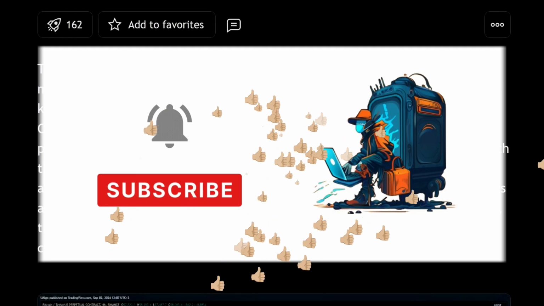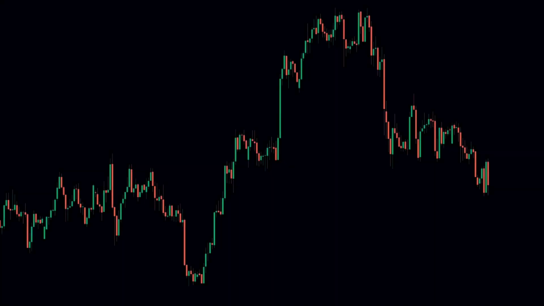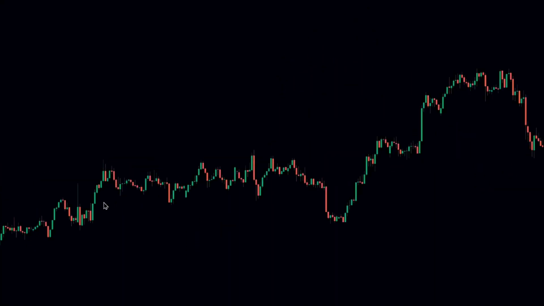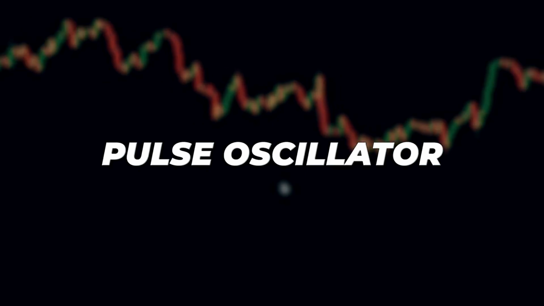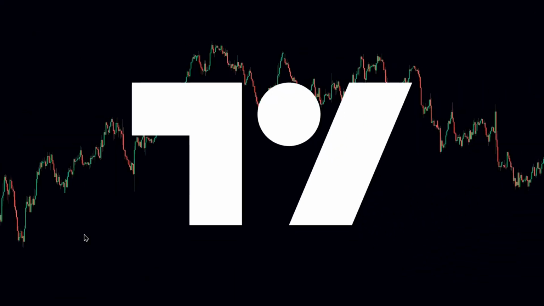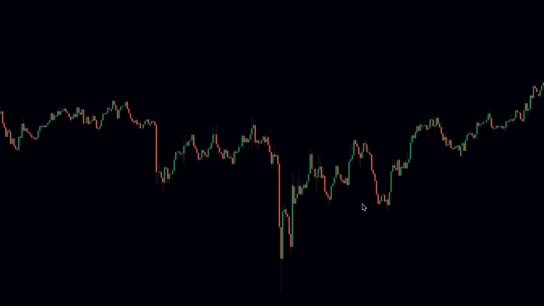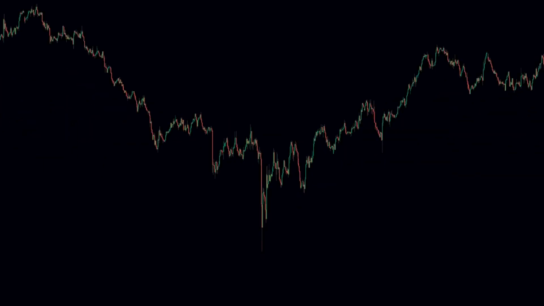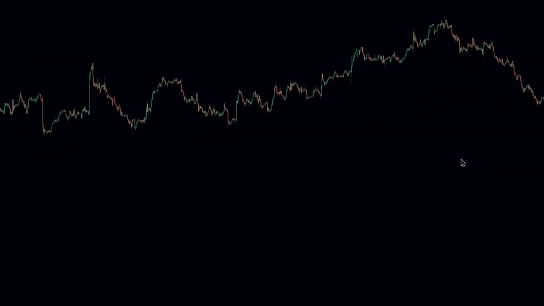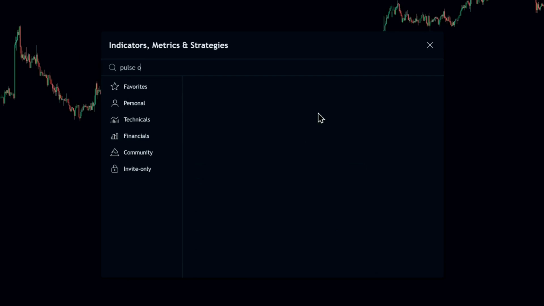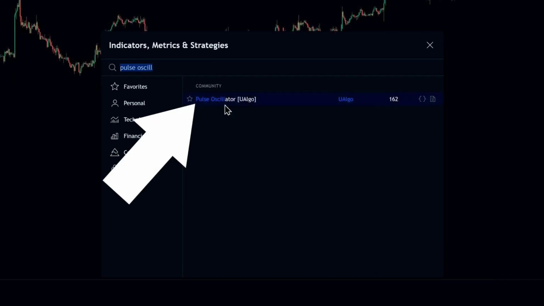Let's dive in. To start using this strategy, the first step is adding the Pulse Oscillator to the chart. To do that, head over to TradingView. That's the trading platform I'll be using. If you haven't signed up yet, there's a link in the video description to get started. Once everything is set up, open the Indicator Search tab and type in Pulse Oscillator. Make sure to select the one by UAlgo.